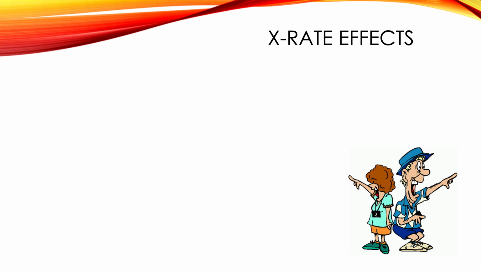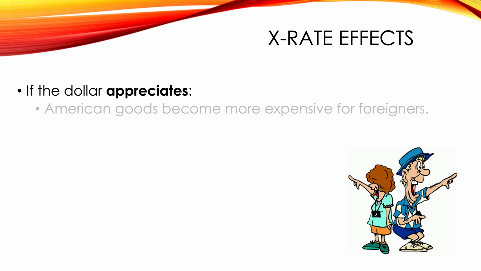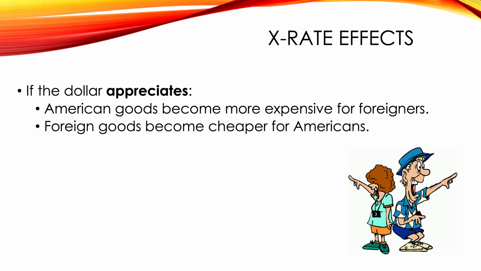So let's look at the effects all the way through here. So again, if the dollar appreciates, what does that mean? Well, it means two things. It means American goods become more expensive for foreigners, right? If foreigners want to buy American stuff, they need to shell out more of their own currency in order to get it. But like we said, foreign goods become cheaper for Americans if the dollar is appreciating. Of course, if the dollar is depreciating, everything I just said is in reverse.